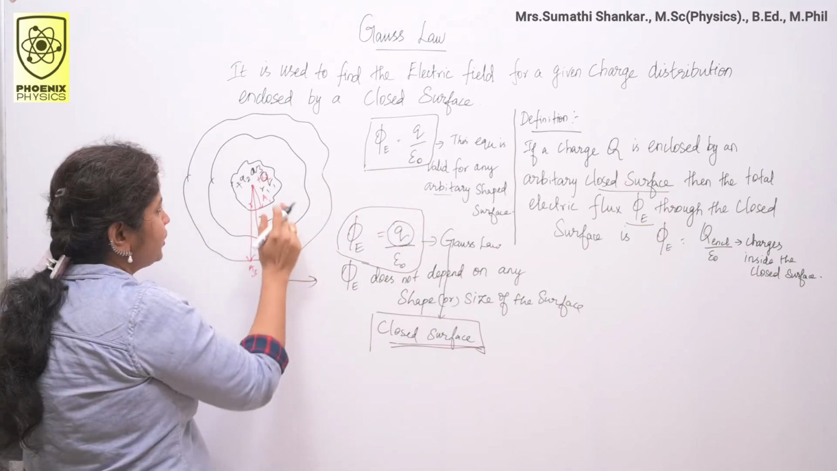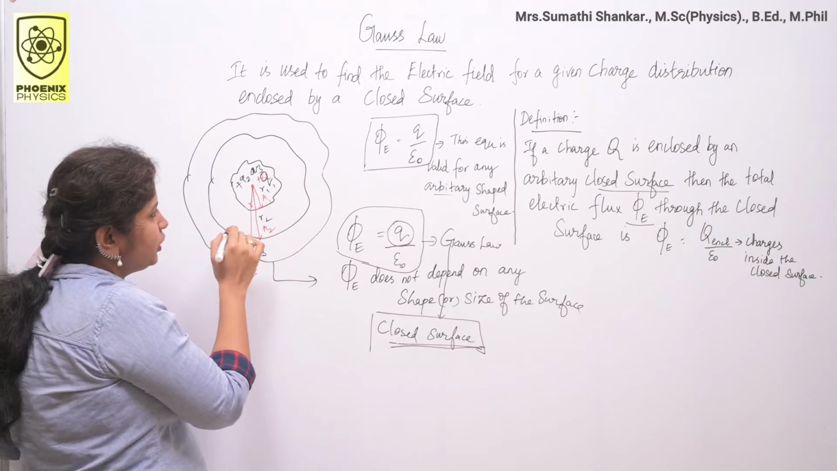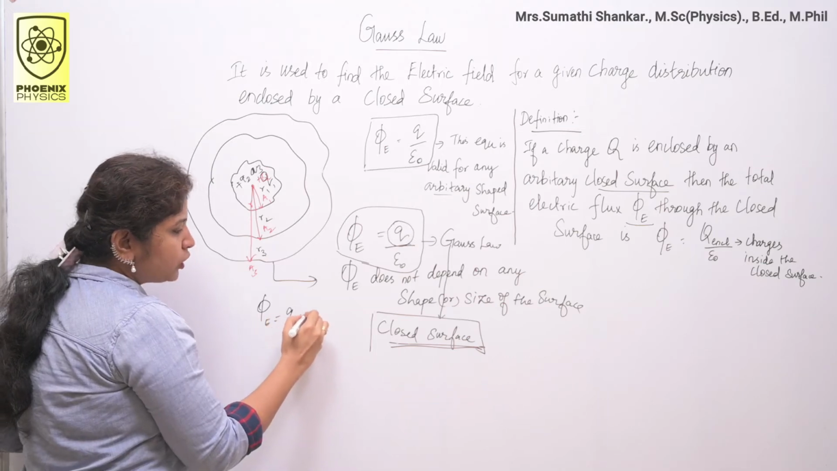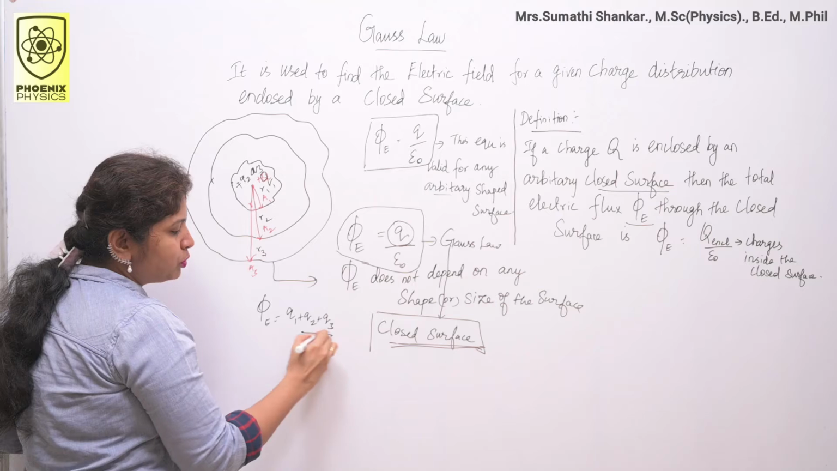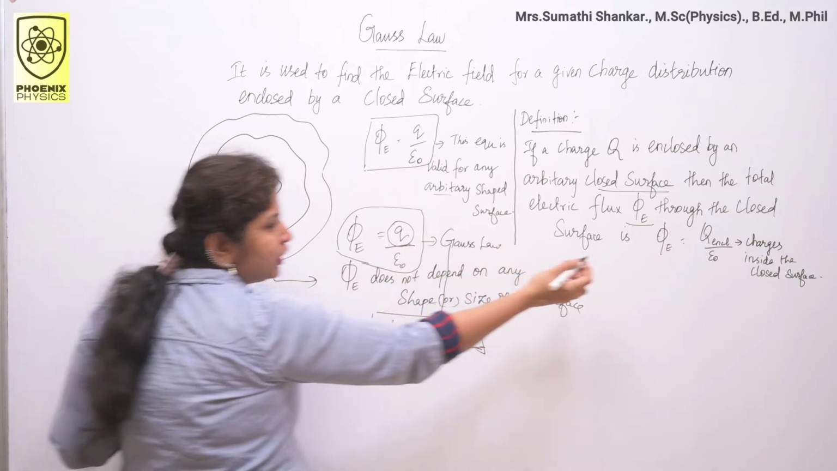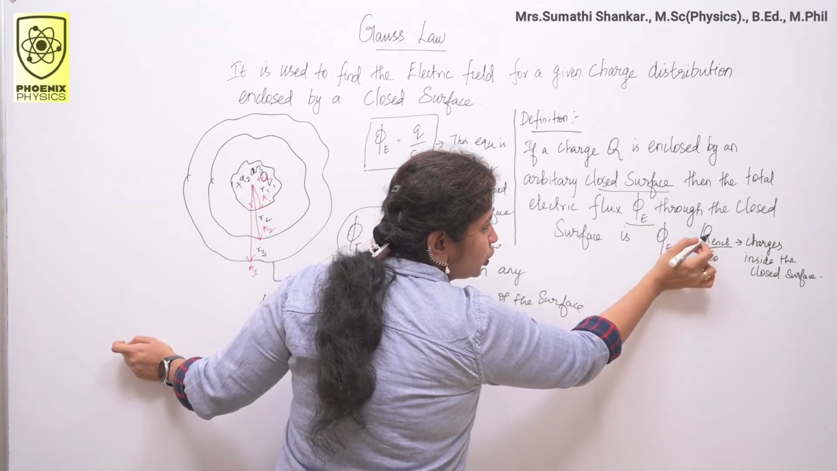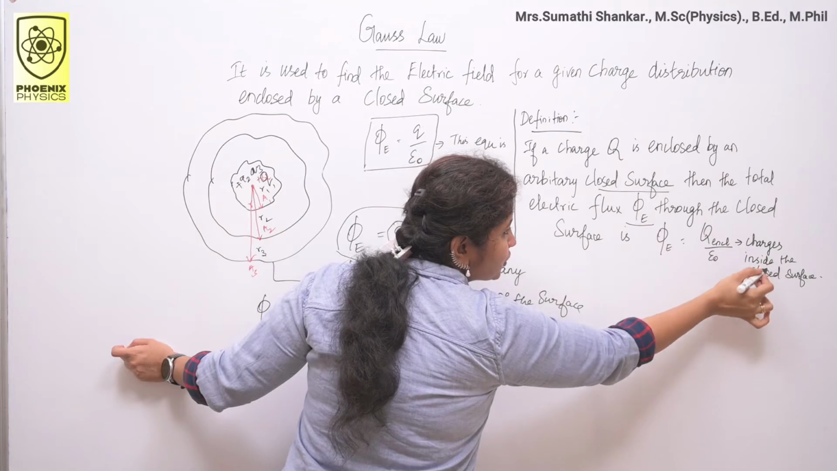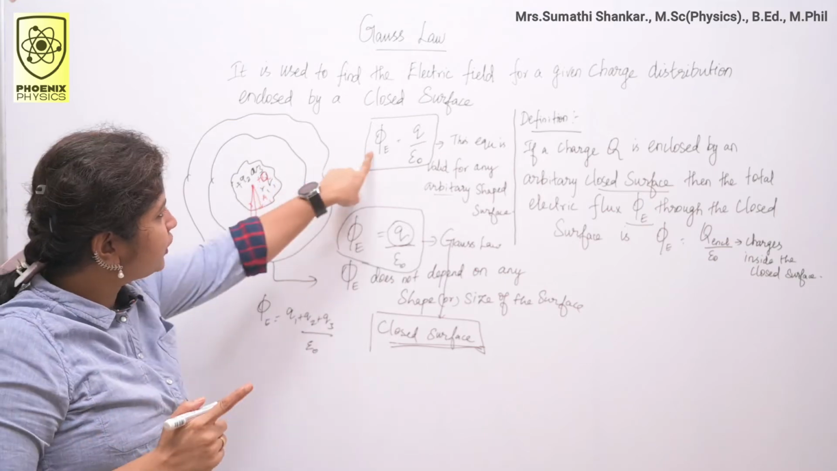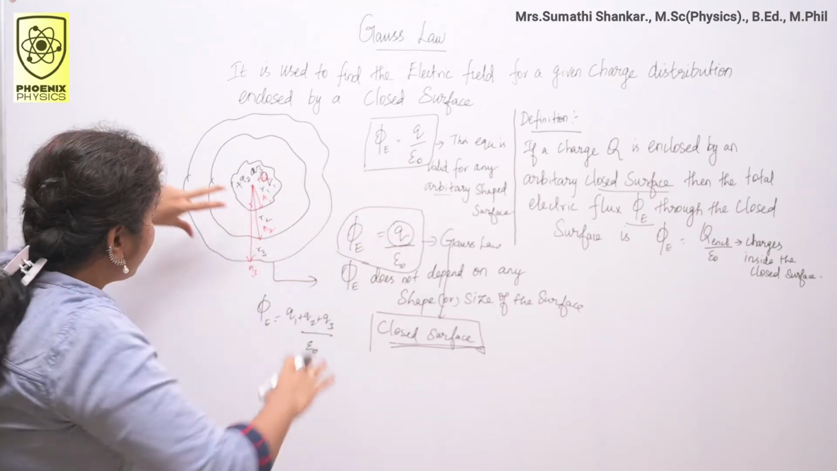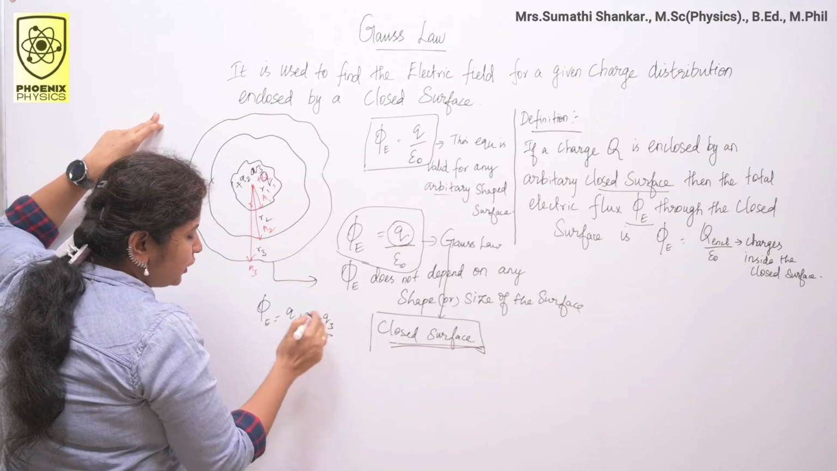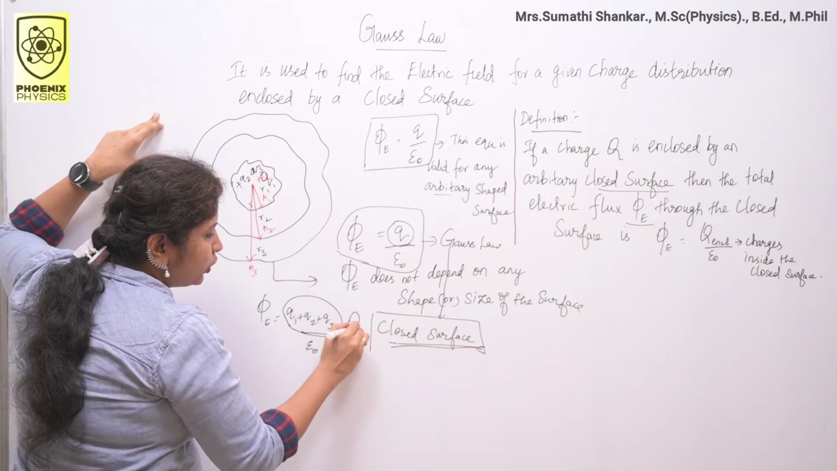Suppose this surface has Q1, Q2, Q3 charges, how do you write the flux equation? Phi E is equal to Q1 plus Q2 plus Q3 divided by epsilon naught. You should add all the charges. This is the meaning. So what is this Q enclosed? Q enclosed denotes charges inside the closed surface. Suppose you have only one charge, phi is equal to Q by epsilon naught. Suppose I have 3 charges, you can write phi is equal to Q1 plus Q2 plus Q3. This is called Q enclosed.